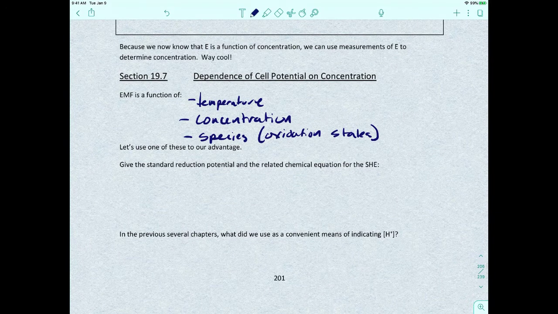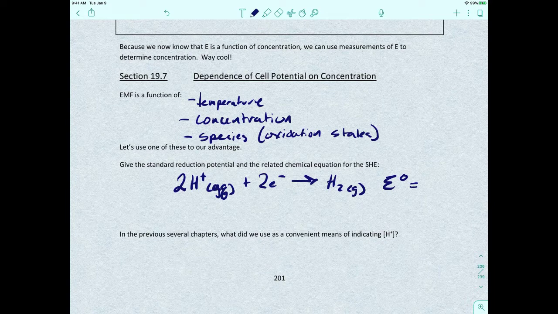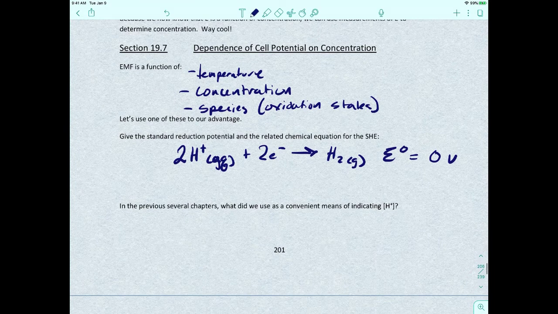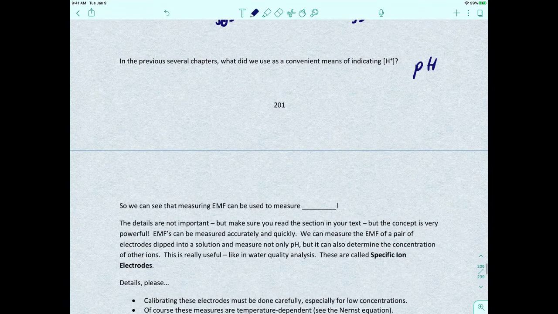So let's give the standard reduction potential and related chemical equation for the standard hydrogen electrode. This is going to be 2 moles of hydrogen ions, aqueous, plus 2 moles of electrons yields hydrogen gas. And the electromotive force for the cell potential is 0. Now, in the previous chapters, what did we use as a convenient means to measure the concentration of hydrogen ion? We use pH. And so we can see that measuring EMF can be used to measure pH as well.